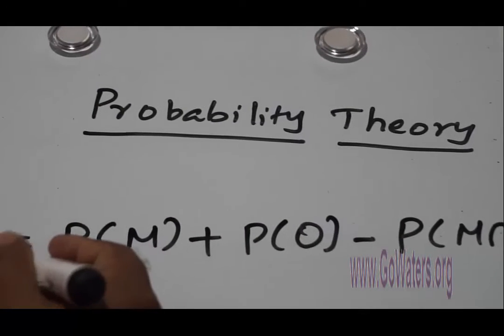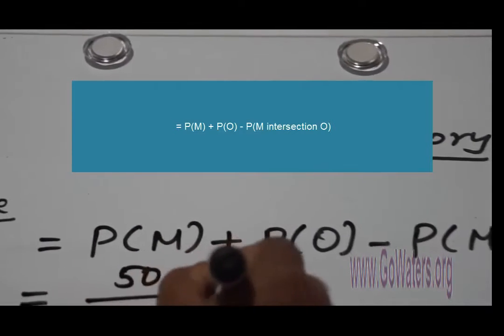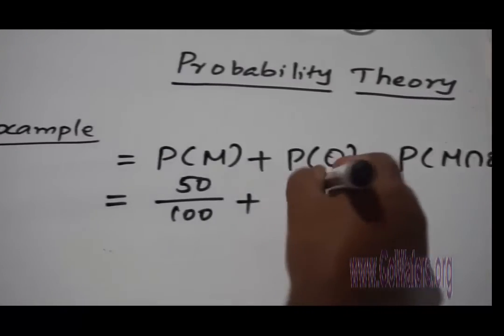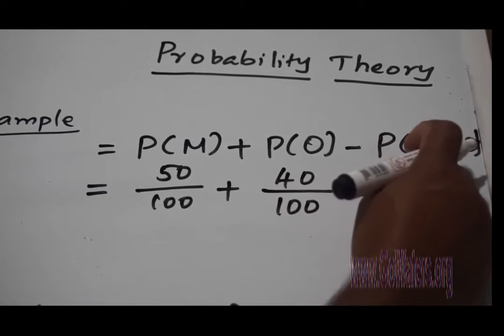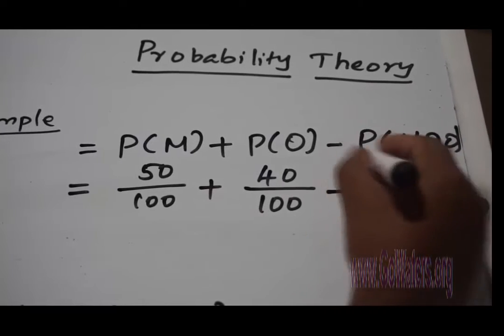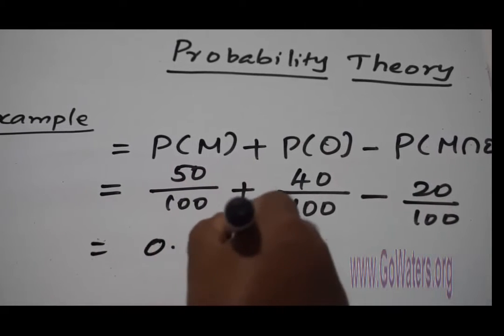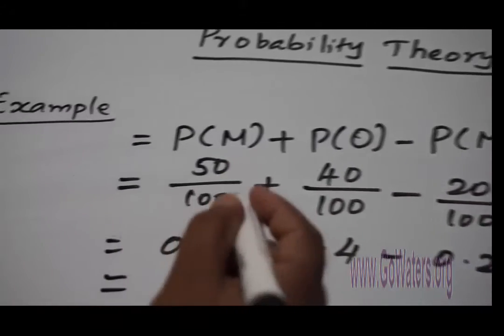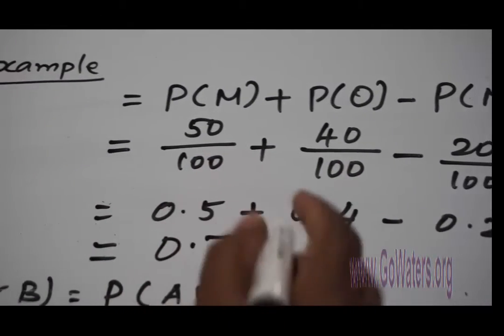So from the table you can see that the probability of choosing M is 50 over 100, plus the probability of choosing somebody with blood group O is 40 over 100, minus a male student with O blood group, right? So that is 20 over 100. So this is 0.5 plus 0.4 minus 0.2. So this equals, 9 minus 2 is 0.7.